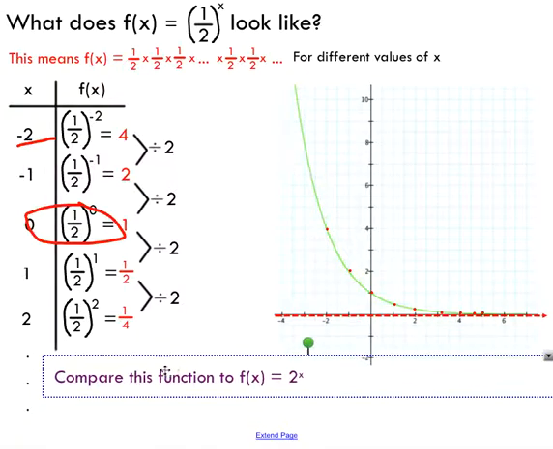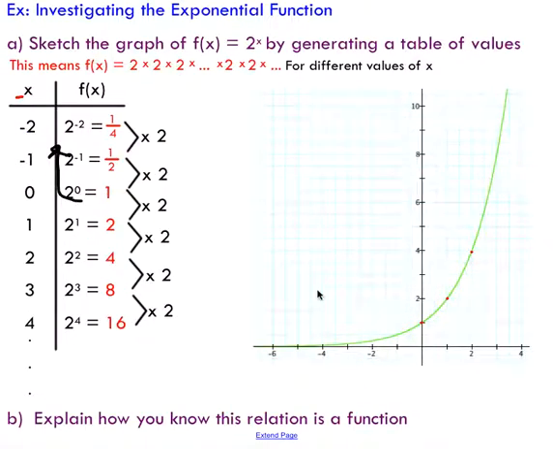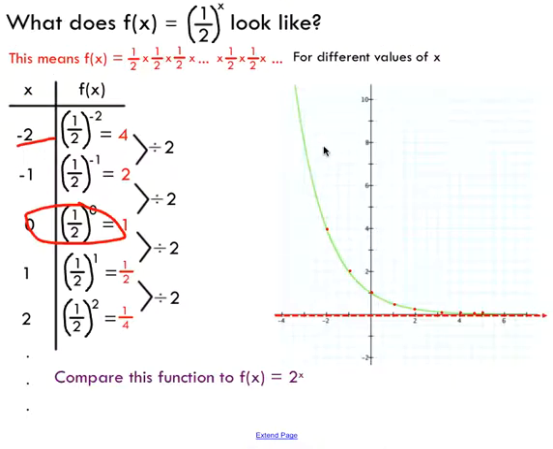Just a follow-up question here. Compare this function to f of x equals 2 to the power of x. You can see, just by looking at the graph, this one starts up really high in my negative x values and decreases as I increase my x values. That's the exact opposite of what I had in the previous example, where I started down very close to 0 and increased very, very quickly as my x values got bigger. So that's one observation you can make when you're comparing these.